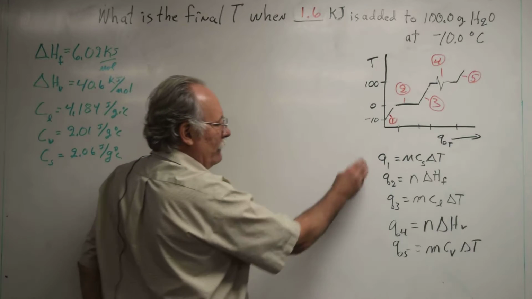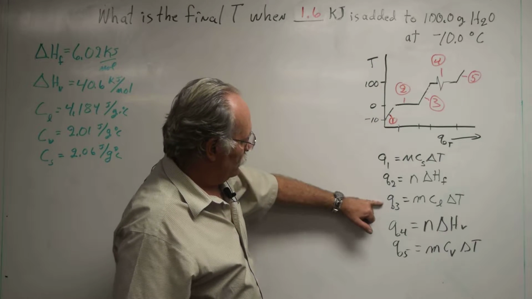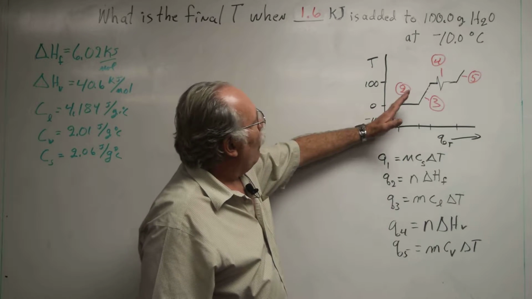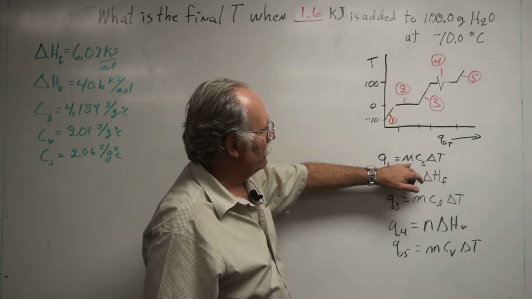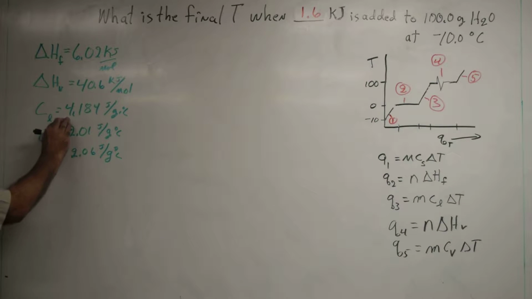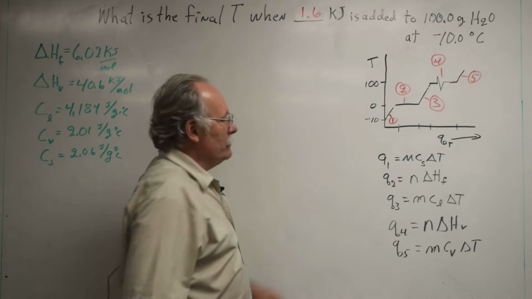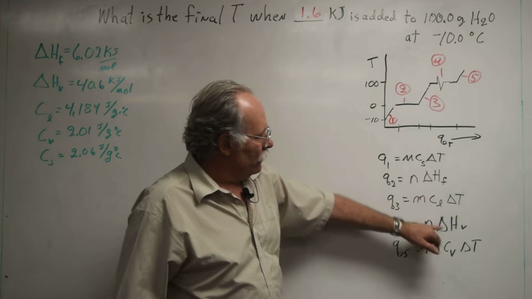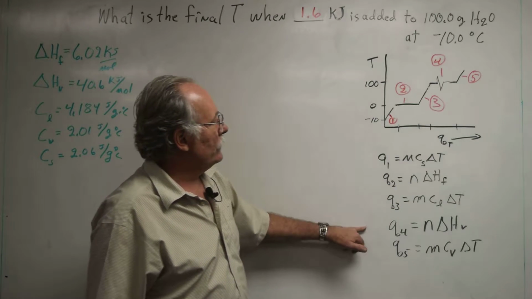Now what we notice is we have 5 energy equations here. For 3 of them, Q1, Q3, and Q5, we have a temperature change as a function of the energy, and we use the equation Q equals mc delta T. We have different heat capacities depending on whether we're in the solid phase, the liquid phase, or the vapor phase. And when we get to a phase transition, we use the molar enthalpy of fusion or the molar enthalpy of vaporization times the number of moles to calculate the Q.